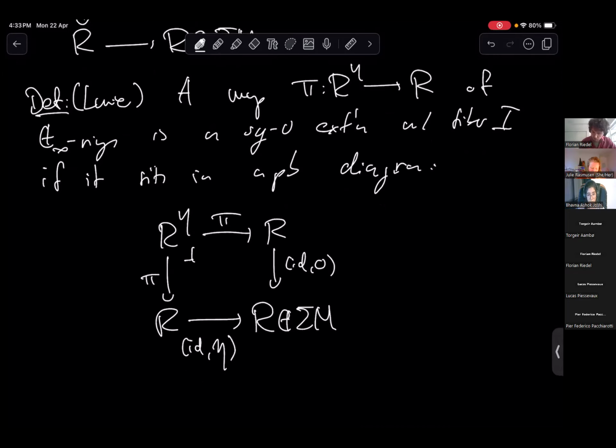Oh, yeah, m is equal to I. Yes, I decided to change my notation from the thing that I've written before. Big mistake. Yes, exactly. If it sits in a pullback diagram like this.